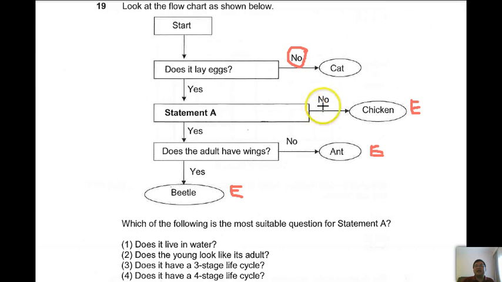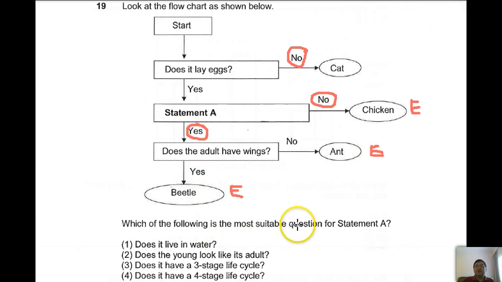But what does it say? That it has to say no and yes. Okay, so does this have wings at the bottom? No. Yes. Okay. And this particular species of ant, they have no wings. And this one, beetle, they have wings.